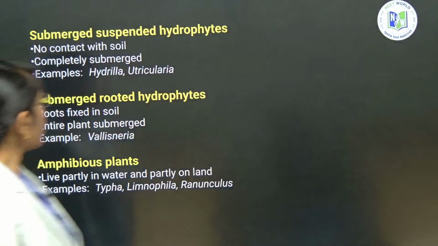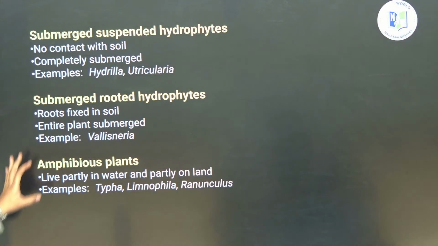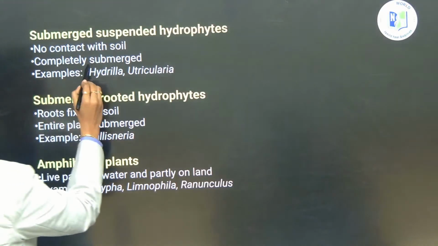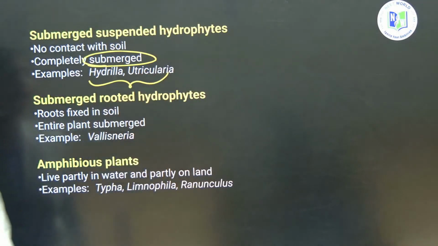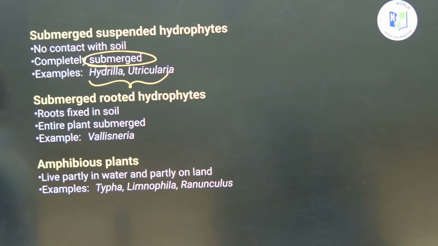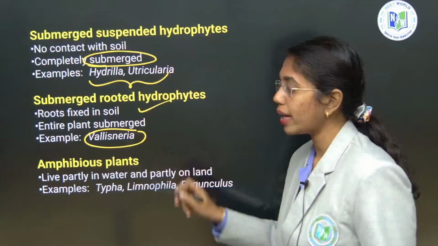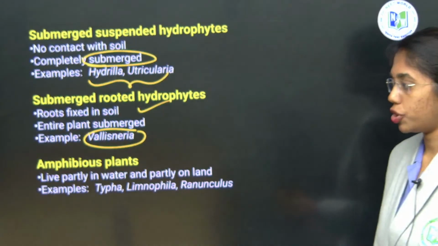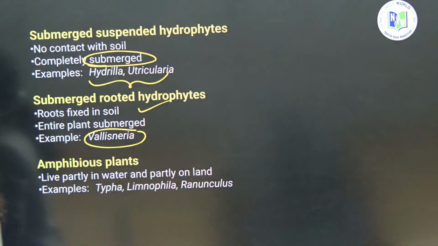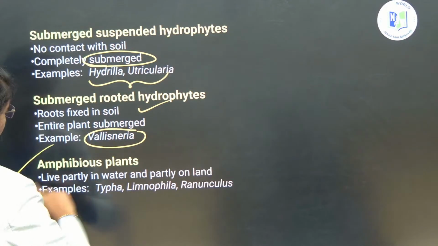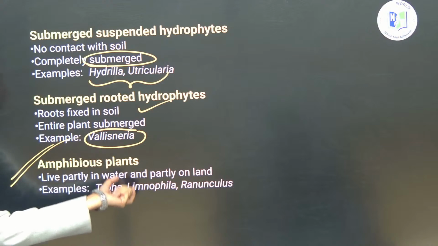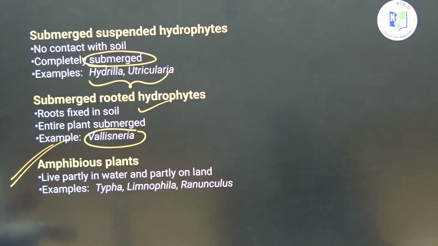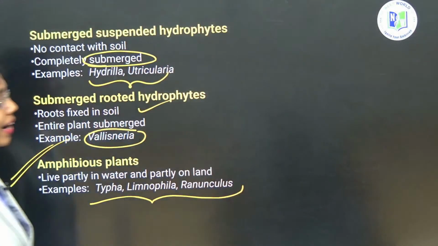Next, submerged suspended hydrophytes. There is no contact with soil. It is completely submerged. Examples: Hydrilla and Utricularia. Submerged rooted hydrophytes. The examples include Vallisneria. The roots are completely fixed in soil and the entire plant is submerged. And then amphibious plants. They live partly in water and partly on land. Examples you can take are Typha, Limnophila and Ranunculus.